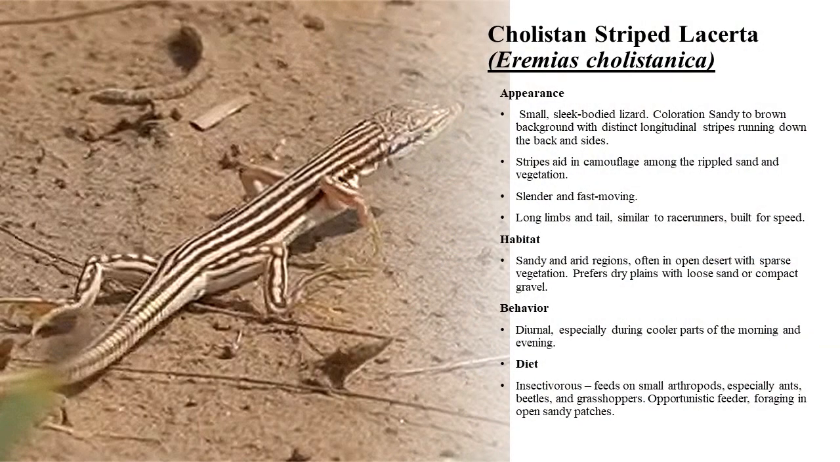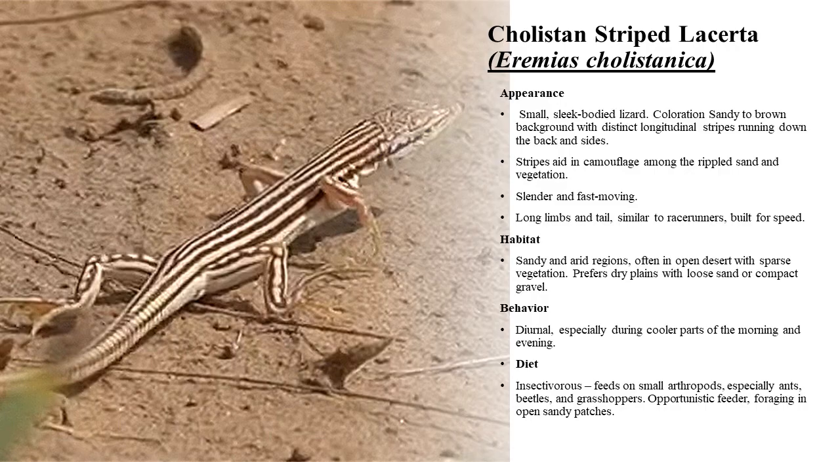Cholistan striped lizard. Small, sleek body. Coloration: sand to brown background with distinct longitudinal stripes running down the back and sides. Stripes aid in camouflage among the rippled sand and vegetation. Slender and fast moving, with long limbs and tail, built for speed.